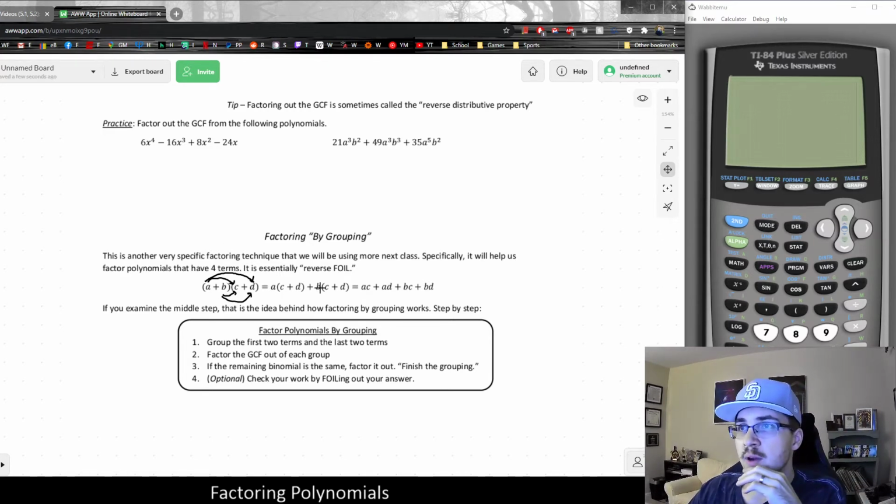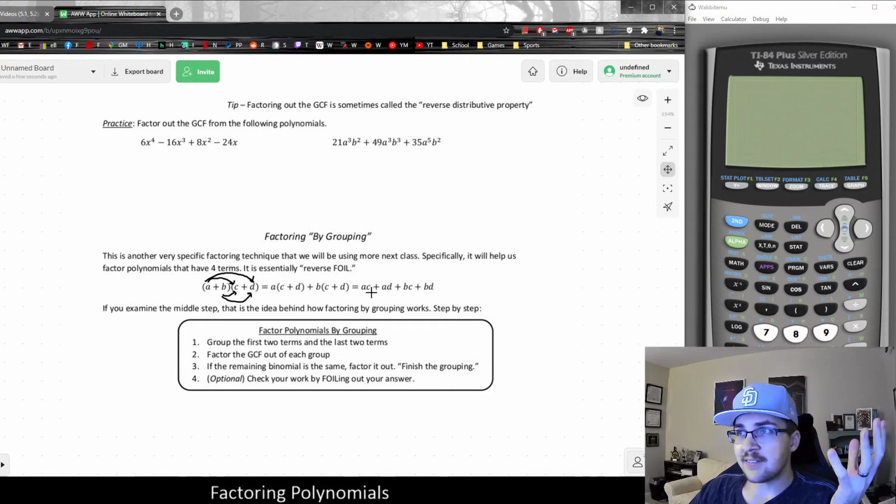Actually, you could write this in a different way. Usually we don't write it like this because it takes more writing, but basically that would be a times parentheses c plus d, plus b times parentheses c plus d. I'm breaking that up into the two separate distributive actions which I just showed. Ultimately, what that would leave me with is ac plus ad, because a would distribute to both of them, plus bc plus bd, because b would distribute to both of them as well.